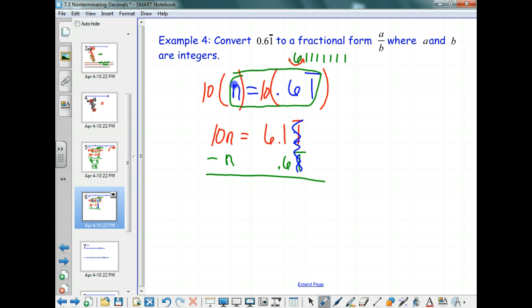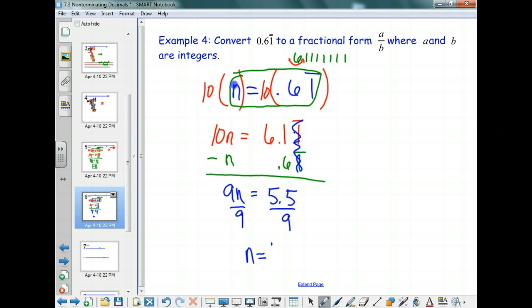But then I do have to actually do 6.1 minus 0.6, which is what? 5.5, thank you. Right. It's not as friendly as the last one. I mean, I still have a decimal, but I don't have the repeating part anyway, right? So we do a little give and take here. What about the left-hand side? What's on the left? 9n. Then what? Divide by 9.